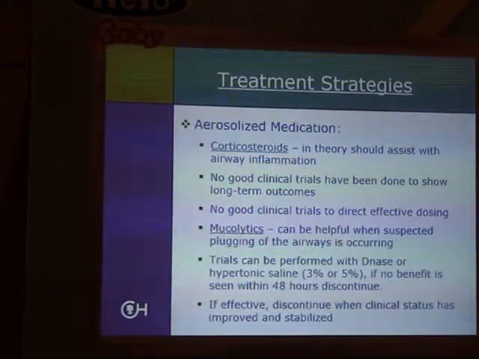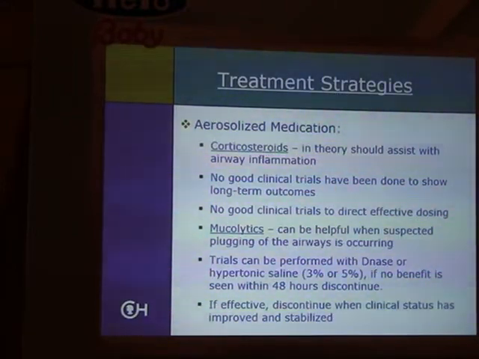But that is something for the future. Mucolytics, something to help with the airway plugging. This could be helpful when suspected. Trials definitely need to be performed using Dornase or hypertonic saline, either 3 or 5%. If there's no benefit seen within 48 hours, really discontinue it.